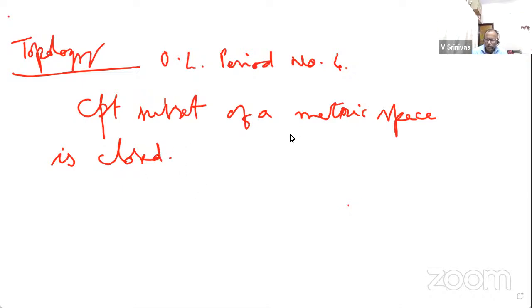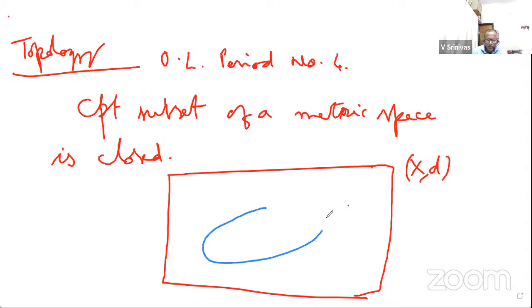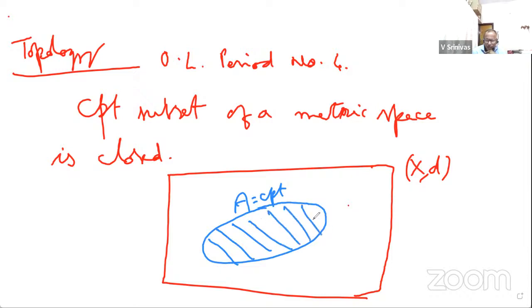You may recall that we completed this at the end of the class. We were taking a metric space (X, d), right? And inside that, we have taken a compact subset. Let this be a compact subset, we may call it A. Let this be compact. And we showed that this set A is closed.